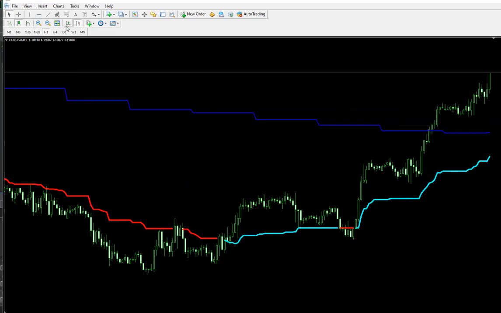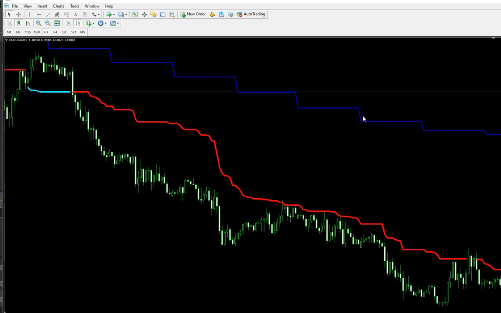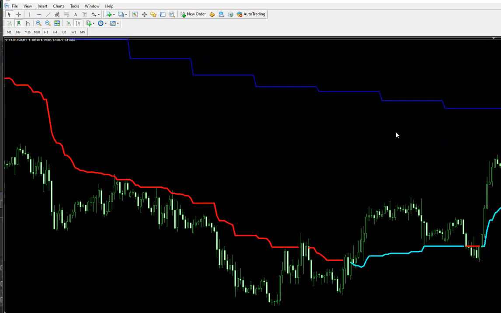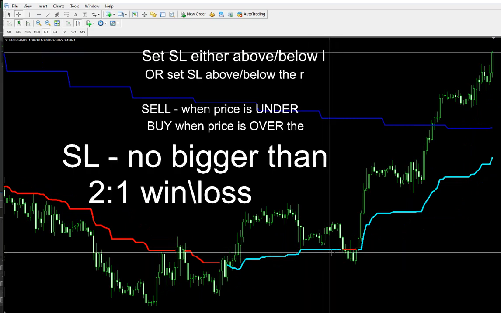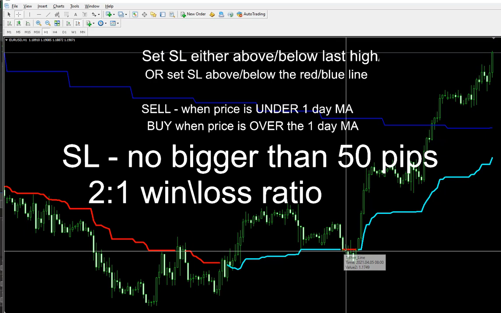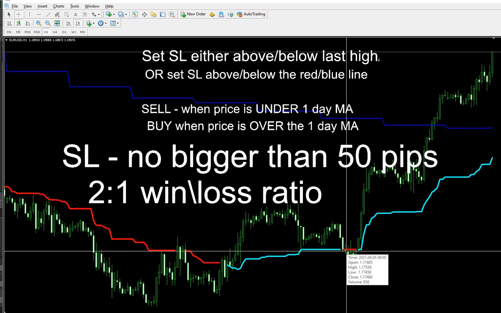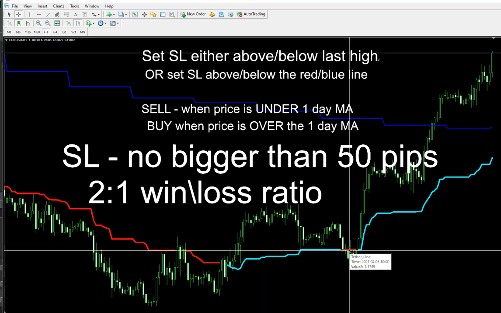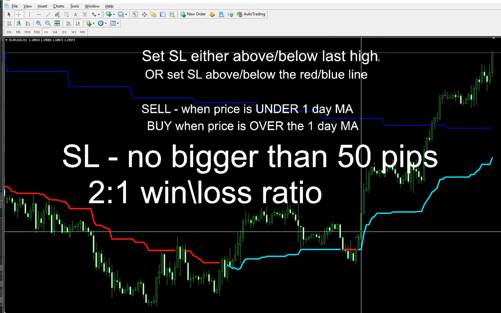It's quite a simple and straightforward little strategy. So the red line is indicating a sell, and of course when price is below the blue line, that's exactly what we want to do, is sell. Now here's an example of a trade that failed already. It's indicating to sell, and it's broken below the red line, and of course it's below the blue line, the 1 day moving average.